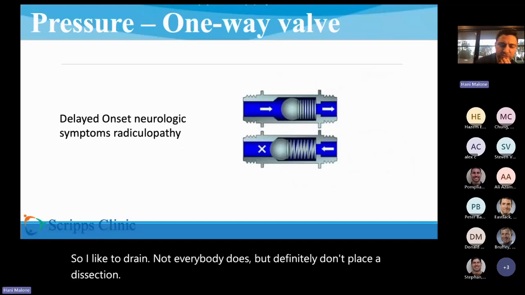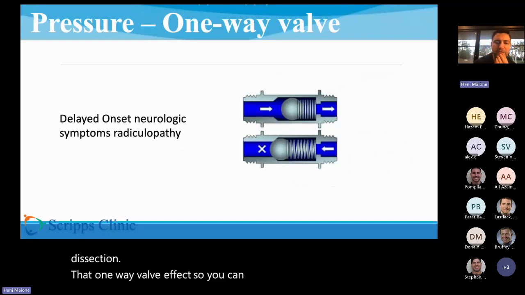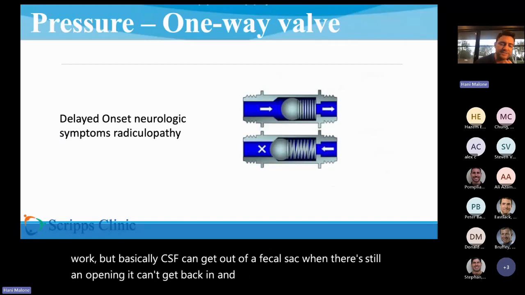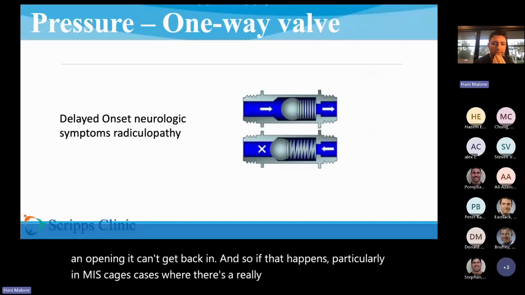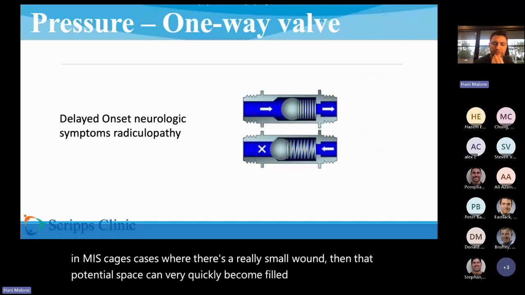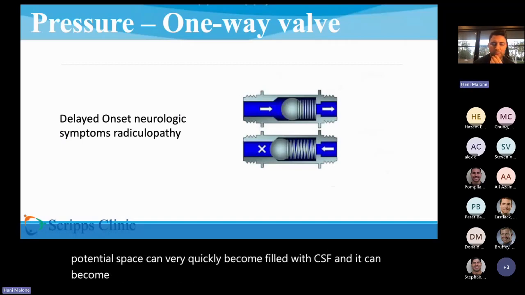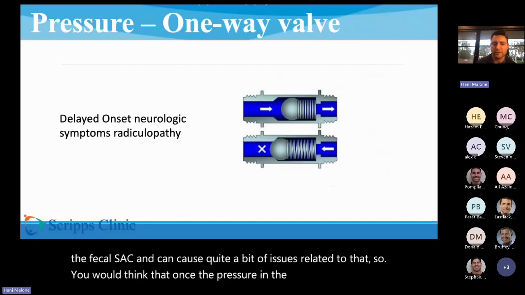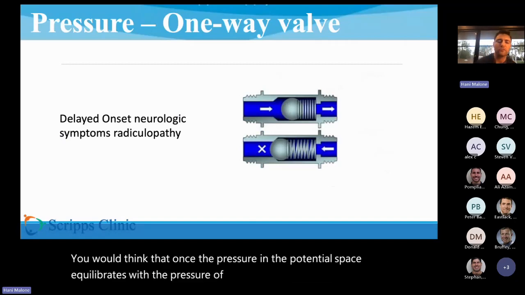That one-way valve effect. So you can imagine how this would work. But basically, CSF can get out of the thecal sac when there's still an opening. It can't get back in, and so if that happens, particularly in MIS cases where there's a really small wound, then that potential space can very quickly become filled with CSF, and it can become pressurized. And that pressure can cause deformation of the thecal sac and can cause quite a bit of issues related to that. So you would think that once the pressure in the potential space equilibrates with the pressure of the thecal sac, no more fluid would come out.